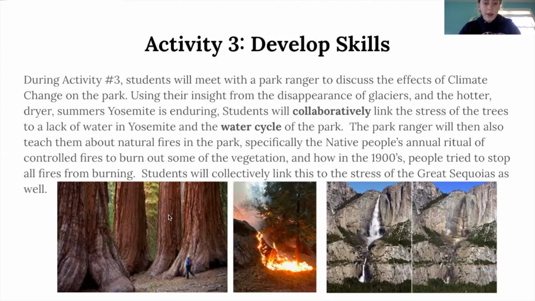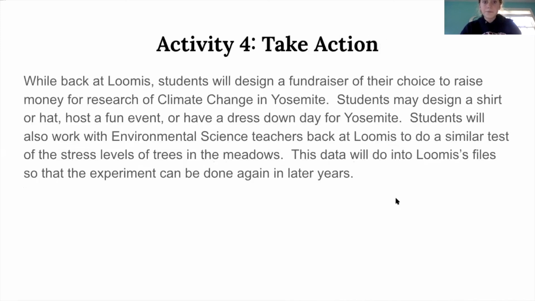So here we have the great sequoia trees. That's a person, so you can see how really huge they are. This is a fire burning in Yosemite. Fires by the native people helped clear out the vegetation of the park. And here, this actually isn't a before and after. This is just during the spring and not during the spring. So you can see a lot more water during the spring.